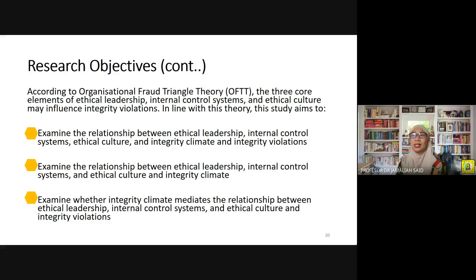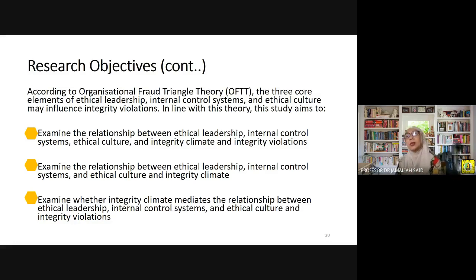So in this study they have four independent variables, four causes. Independent variable is called a cause. What causes integrity violation? According to this theory, there are three: ethical leadership, internal control system, ethical culture. But Afzal added a new thing into the theory, that is integrity climate. So that's why there are four independent variables in that first sentence.